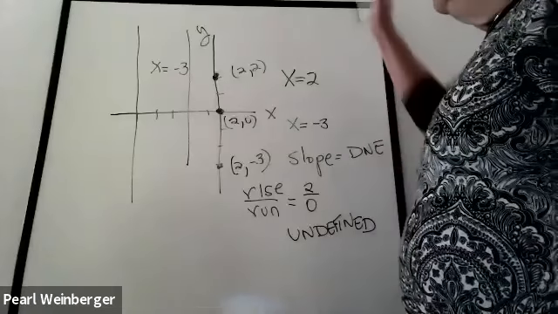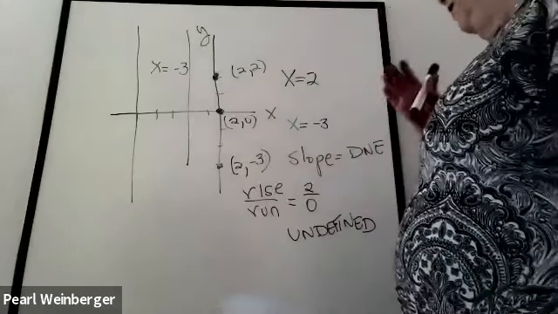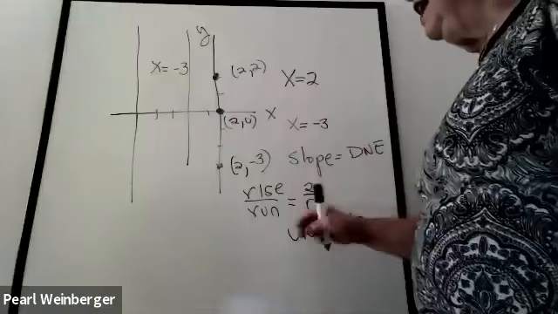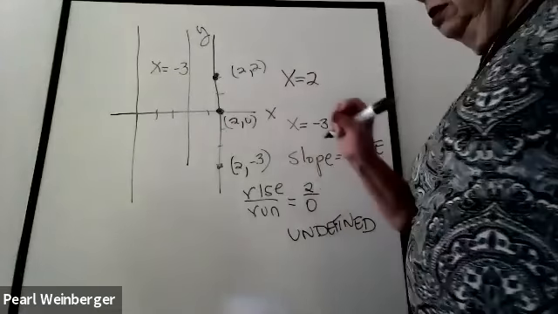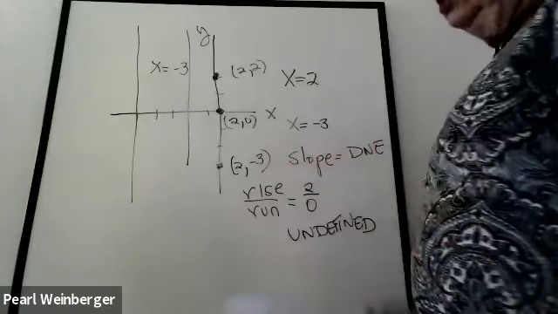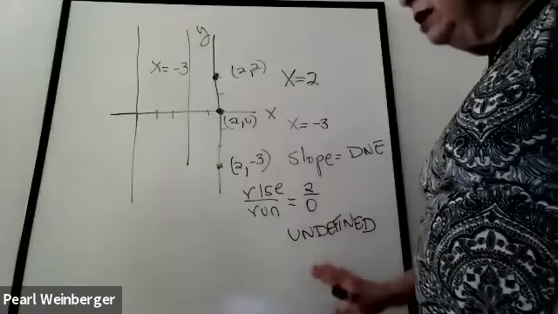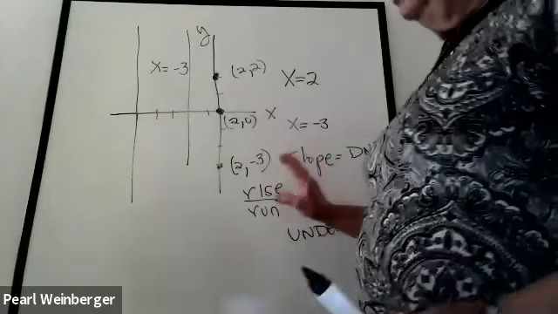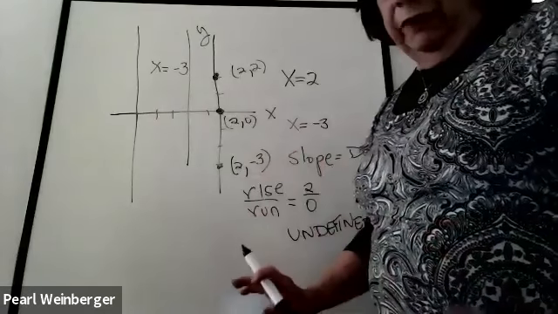So vertical lines have equations x equal to a number. They do not have a slope, or their slope is undefined. There's no such number. It's not 0. It doesn't exist. Okay, so those are so far what we've covered.